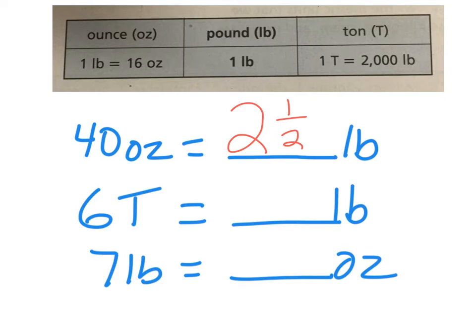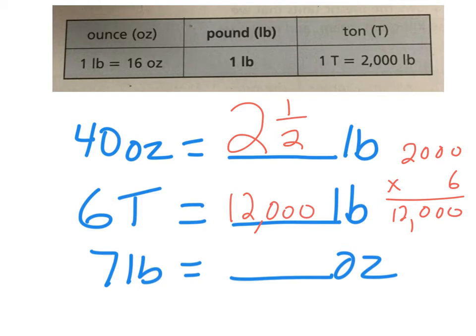Okay, the next one I have 6 tons. For every ton, that is 2,000 pounds. When I'm going from a larger to a smaller, I'm going to multiply. When I'm going from the smaller amount to the larger, I'm going to divide. From 40 ounces to pounds, I would divide, 40 divided by 16. For 6 tons, I'm going to multiply, because for every 1 ton, that's 2,000 pounds. I have 6 groups of 2,000 pounds. 0, 0, 0, 12. 12,000 pounds. So in this one, if I'm going in this direction, from ounces to pounds, I'm going to use division.